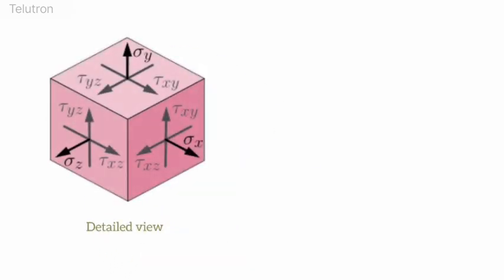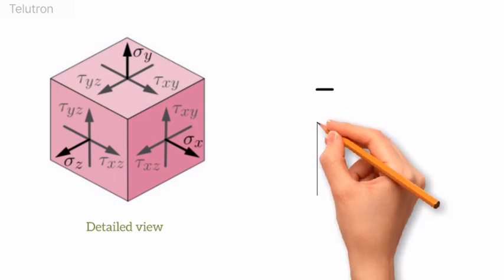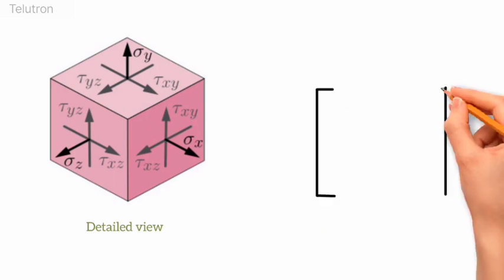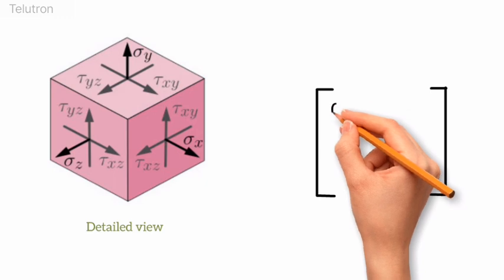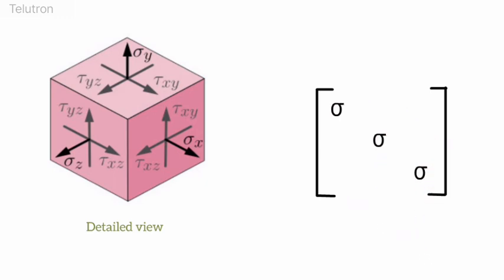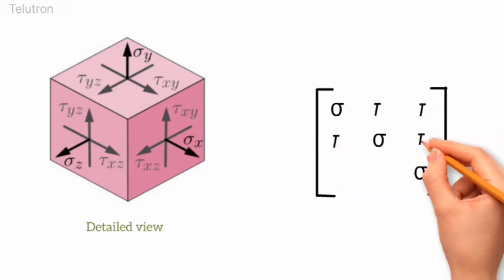Now, how to represent stress tensor? Stress tensor is represented by a 3x3 matrix of total 9 elements, in which diagonal elements represent normal stress and non-diagonal elements represent shear stress.